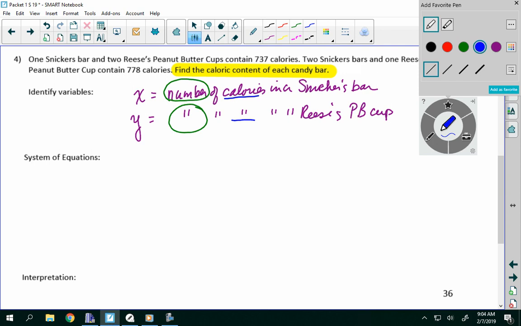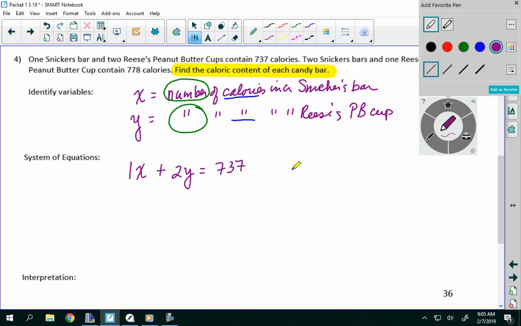I see that 1 Snickers bar, which is 1x, and 2 Reese's peanut butter cups, 2y, equals 737 calories. Because remember, X is the number of calories per Snickers bar, and Y is the number of calories for each Reese's peanut butter cup. So in this case, we know the actual number of Snickers bars and Reese's peanut butter cups, and the calorie content for those number of candy bars adds up to 737.